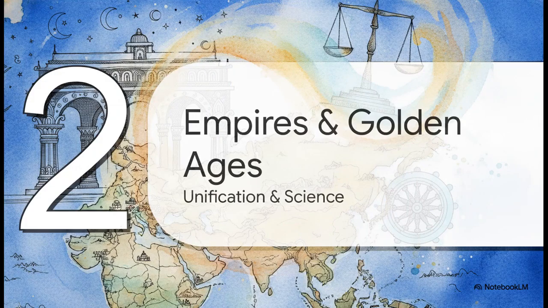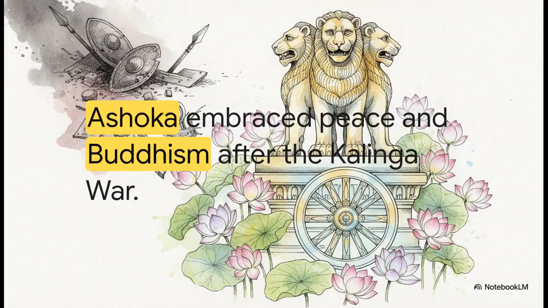Part 2. Empires and Golden Ages, Unification and Science. So, the first major empire to unify a huge chunk of the subcontinent was the Maurya Empire. Its greatest ruler, Emperor Ashoka, initially expanded his territory through the notoriously brutal Kalinga War. But what followed was one of history's most dramatic personal transformations.